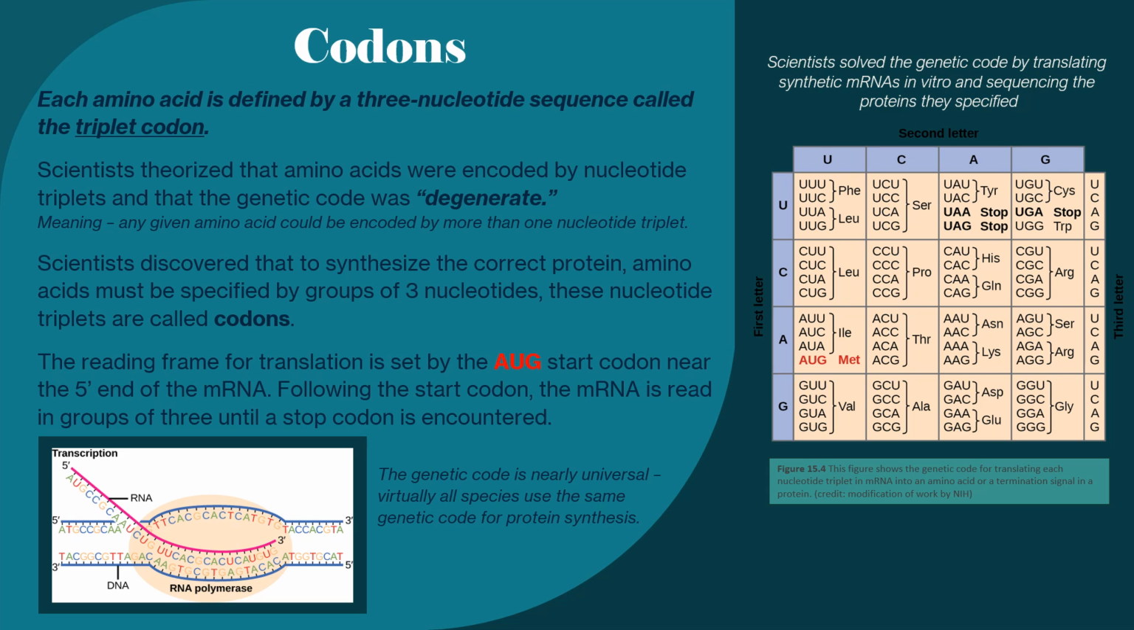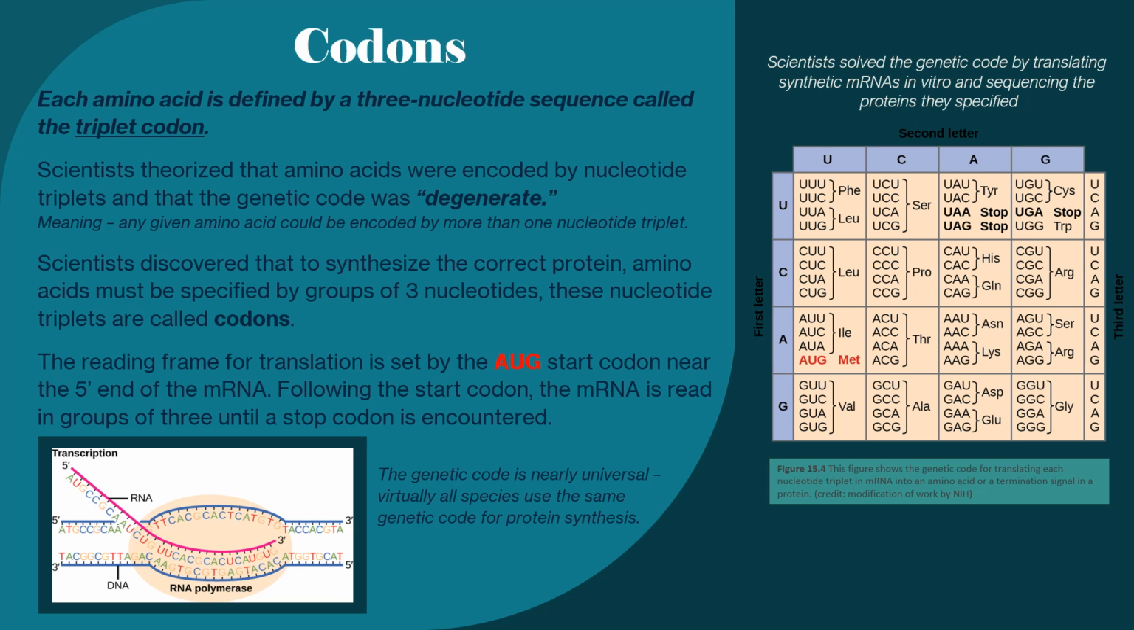Scientists had theorized that amino acids were encoded by nucleotide triplets. So on your DNA or your mRNA, you have those little nucleotides, like in the photo here at the bottom. The DNA in this image has a blue backbone, and you're going to see T, T, C, A, C. Those are all the nucleotides we're looking at. And each little triplet of nucleotides codes for a certain amino acid. So scientists did discover that to synthesize the correct protein, amino acids have to be specified by groups of 3 nucleotides, and these nucleotides are called triplet codons.